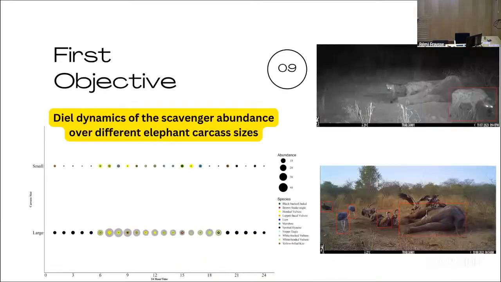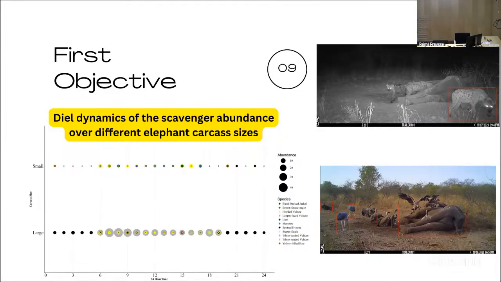So I went ahead, I wanted to find out what exactly is happening in these carcasses between the large and the small ones. On the large ones, you find that some species were coming in abundance. You get a lot of them feeding at the same time. Whereas in the smaller carcasses, the baby ones, you find fewer species in terms of numbers.